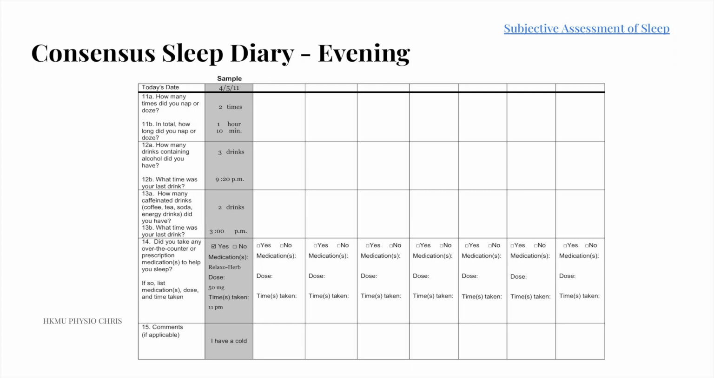In total, how long did you nap or doze? Estimate the total amount of time you spent napping or dozing, in hours or in minutes. For example, if you napped twice, once for 30 minutes and once for 60 minutes, and dozed for 10 minutes, you should answer an hour and 40 minutes. If you did not nap or doze, write not applicable.